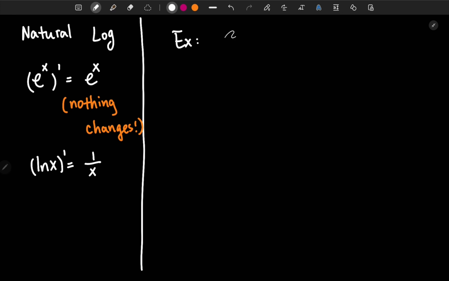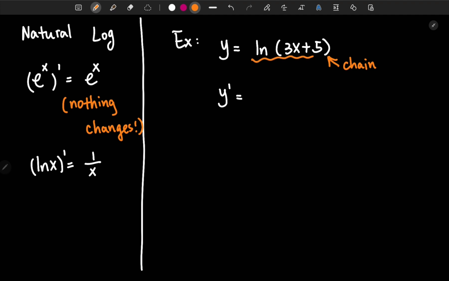Let's look at another example. Our y is equal to ln of 3x plus 5. What's the derivative of that? So what's our y prime? We need to use the chain rule as well because we have an outside and inside function. Our outside function is ln, and our inside function is what's inside the parentheses, the 3x plus 5.